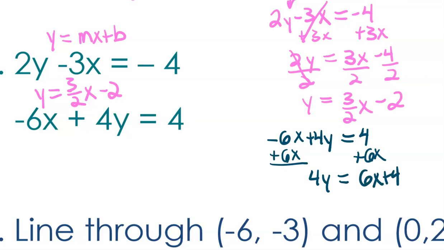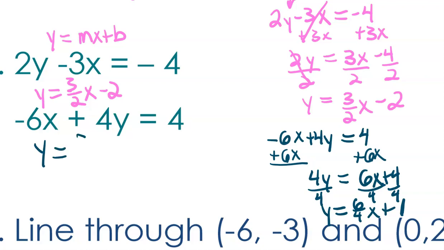Then we got to get rid of that times 4. So we're going to divide everything by 4. And we're left with y is equal to 6 over 4x plus 4 divided by 4, which is 1. Now we can simplify that 6/4, and we'll simplify it when we rewrite it up here. 6/4 becomes 3 over 2x, and then plus 1.